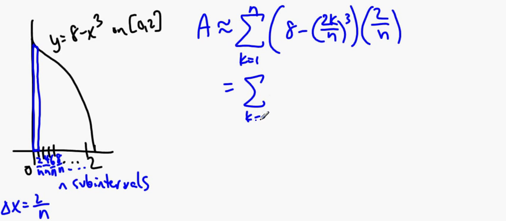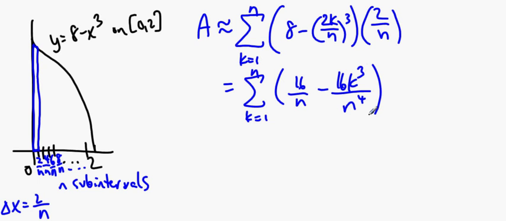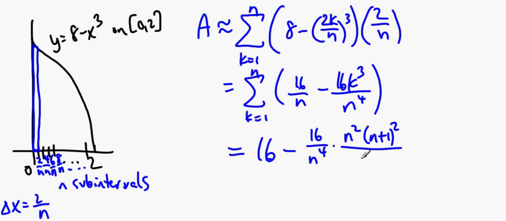And a little bit of algebra tells me that this becomes 16 over n minus 16k cubed over n to the fourth. Now, what happens to this? Well, this part is 16 over n, n times. That's not bad. This part is 16 over n to the fourth. That's a constant. This is the thing we have a formula for, and that's n squared, n plus 1 squared over 2 squared.